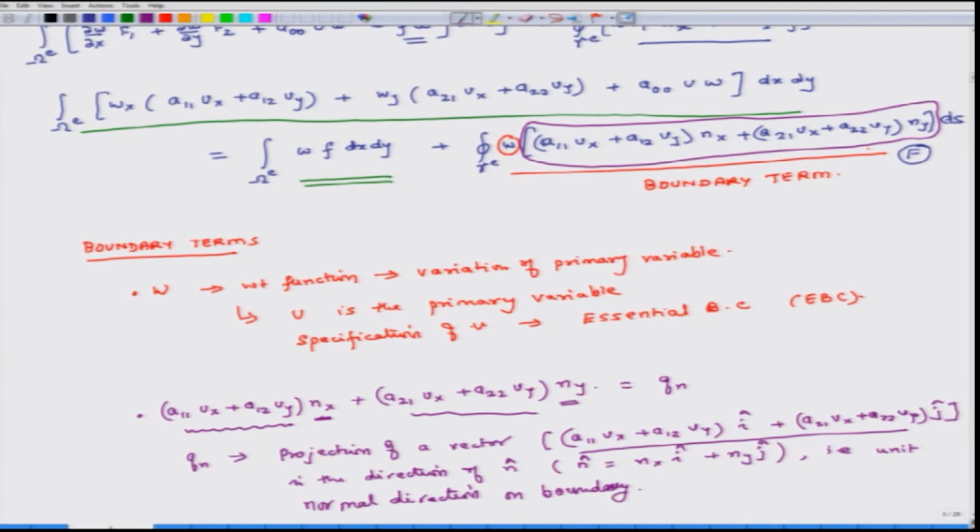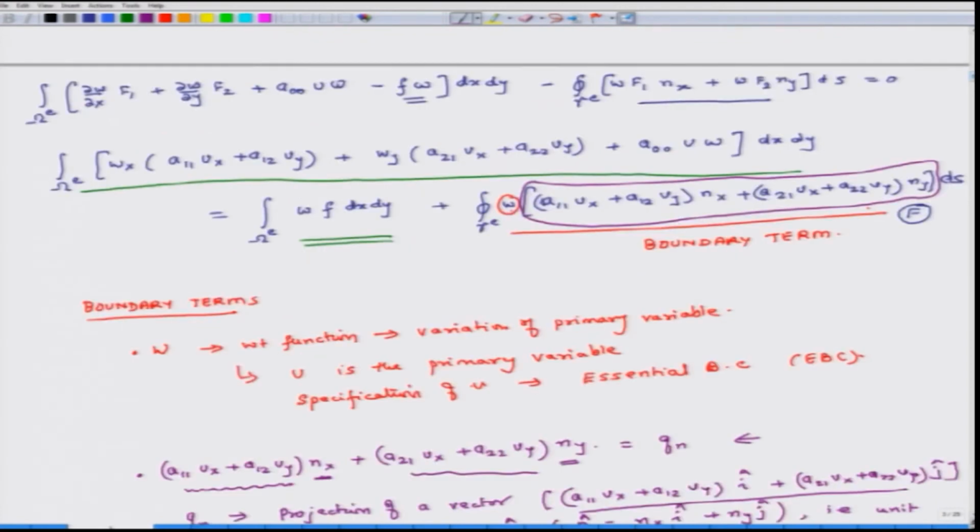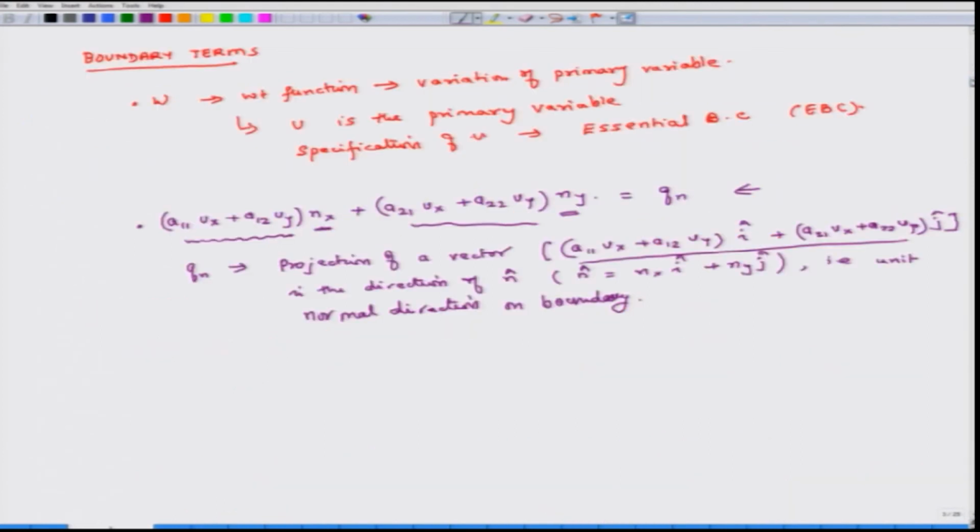Okay. So, when we are specifying the boundary term, either we specify u, and if u is known then w will be 0 because it represents the variation, or if u is not known then I have to specify this other thing. See, the boundary term has two parts, w and this entire thing in purple. So, either we specify u or we specify this entire thing in purple.